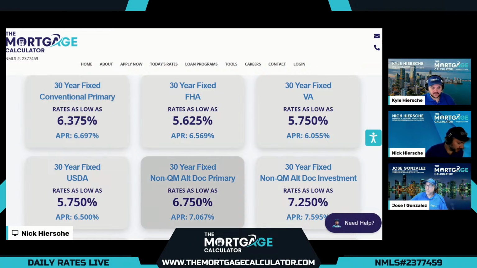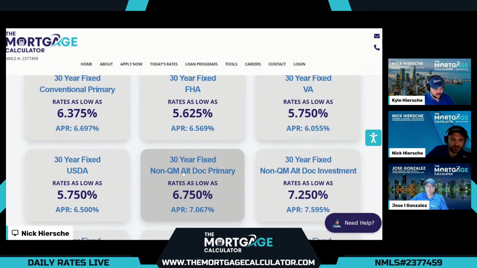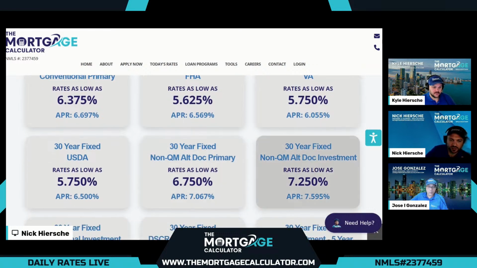Our options here include bank statements, 1099s, asset related, all kinds of different versions we have. This option here is most likely a bank statement program, 6.75 rate. Final APR comes in at 7.067. So notice we're just a touch above conventional here, within about a half a point, to use alternative docs, which is amazing for our customers that need to use it. Very comparable pricing here. And now we'll move on to investment properties.